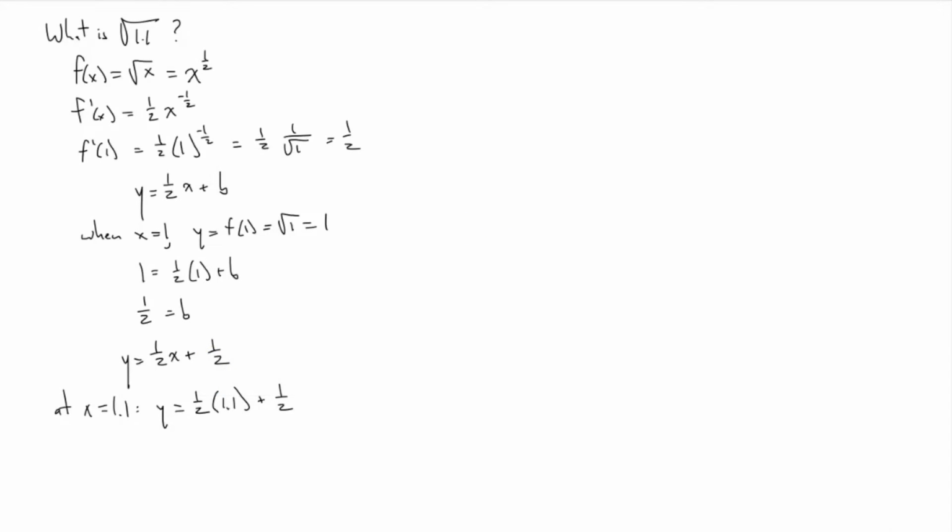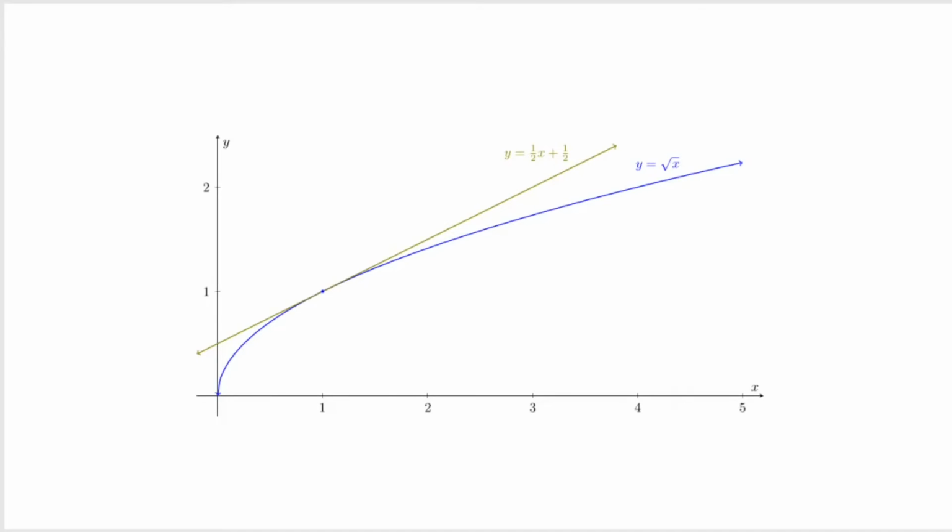And in particular, plugging x equals 1.1 into the equation for the tangent line, we get y equals 1/2 times 1.1 plus 1/2. Or after you finish the arithmetic, you get that y is equal to 1.05. What does that tell us? That gives us our approximation for the square root of 1.1. We know the square root of 1.1 is approximately 1.05.